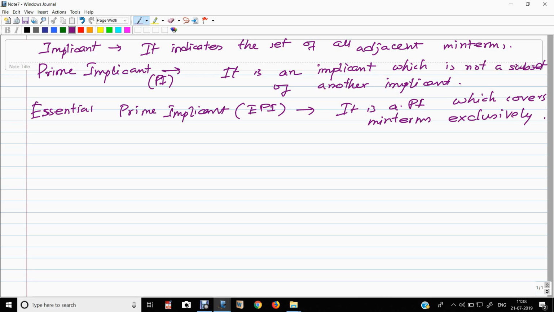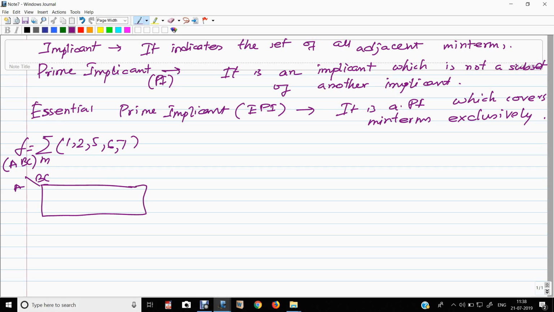Take an example. Suppose there is a set of min terms 1, 2, 5, 6, 7. So it contains, suppose, A, B, C. Okay, what will be the Karnaugh map? A, B, with cells zero, one, two, three, four, five, six, seven. So this will be one, this will be one, this will be one, this will be one, and this will be one. So the grouping can be done like this.